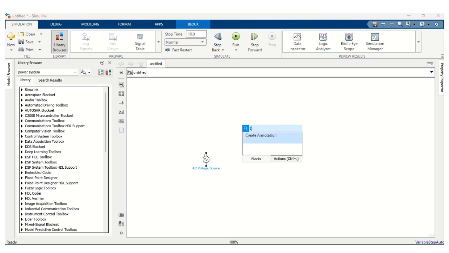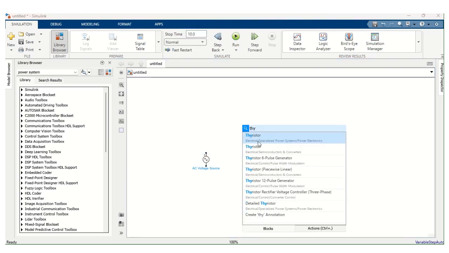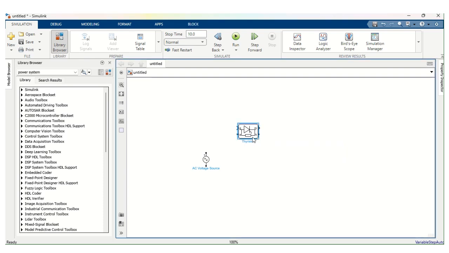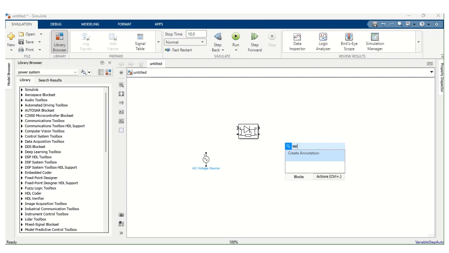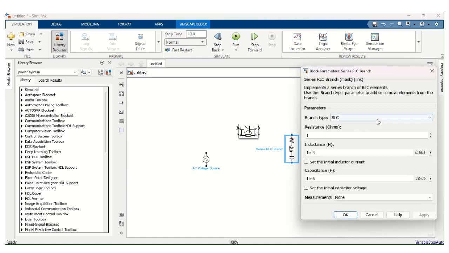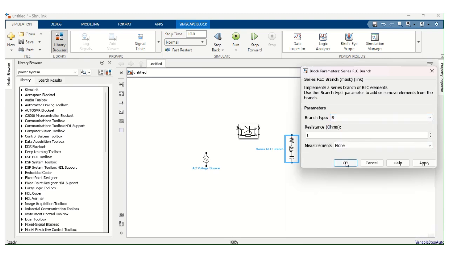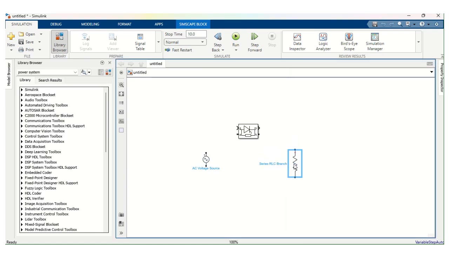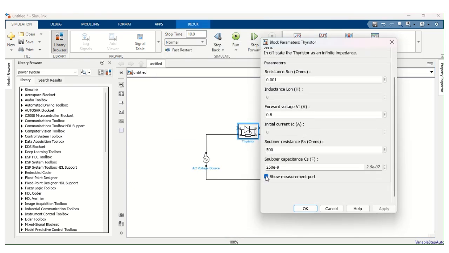Next we need a thyristor. So this is the thyristor. Next we need a series RLC branch. Double click the series RLC branch and select the branch type as resistive load. So let's connect the supply to the anode, then the cathode to the resistor, and the resistor back to the supply. Let's double click the thyristor and disable this show measurement port. Apply. Okay, this is for simplicity.